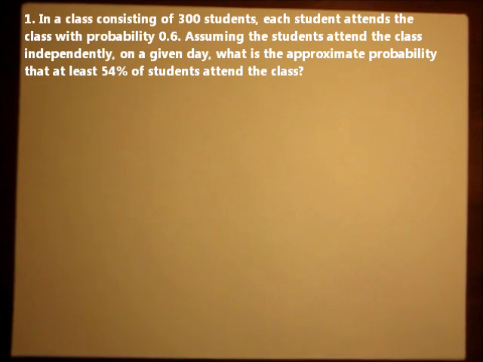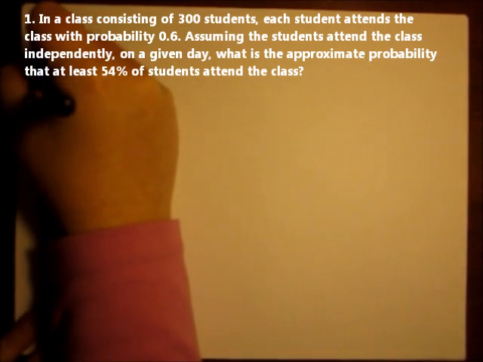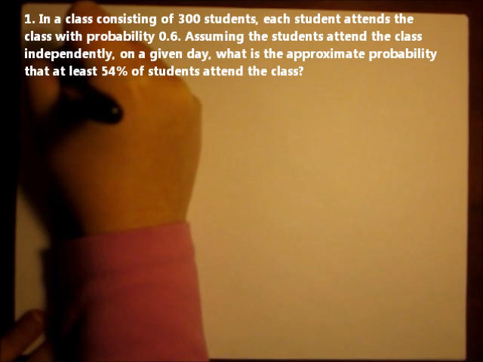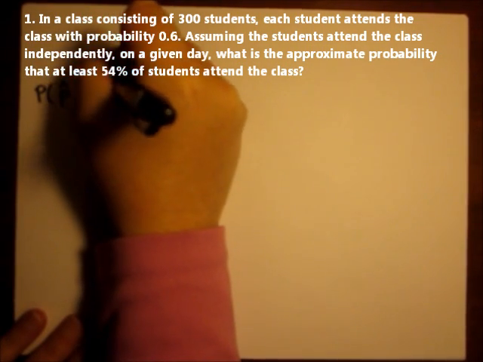Okay, so suppose we have a class that consists of 300 students. Each student attends the class with a probability of 0.6, or 60%. Assuming the students attend class independently, then on a given day, what is the approximate probability that at least 54% of the students attend the class? So when we're looking at a percentage or a proportion, what we want to know is the probability that the sample proportion p hat is bigger than or equal to 54%.